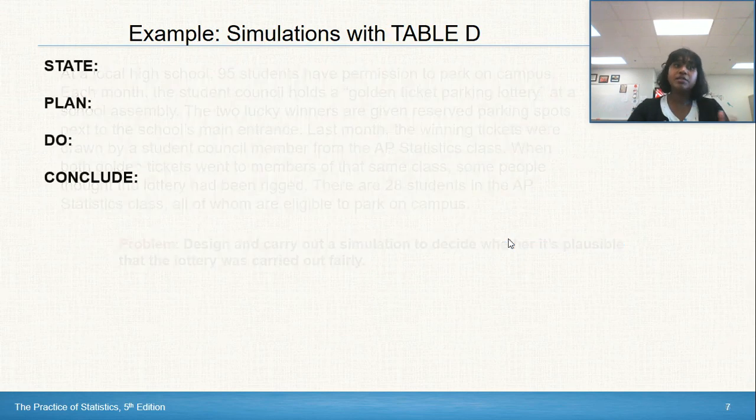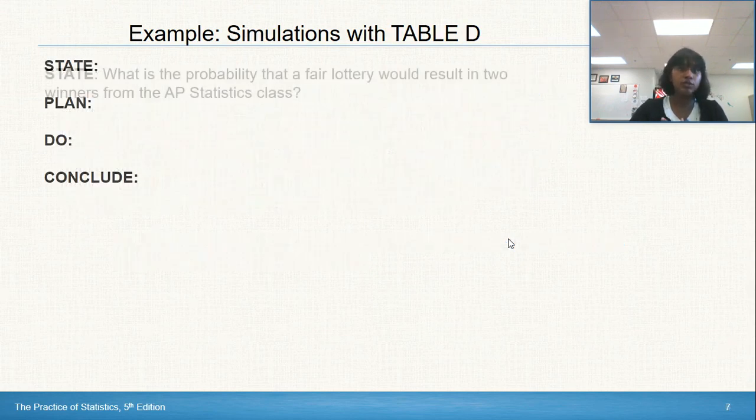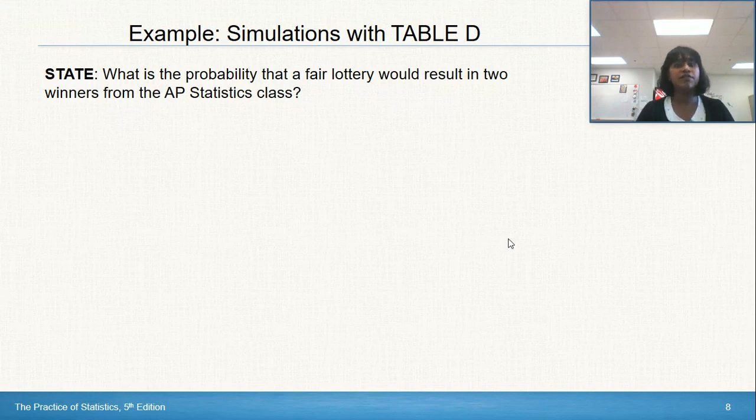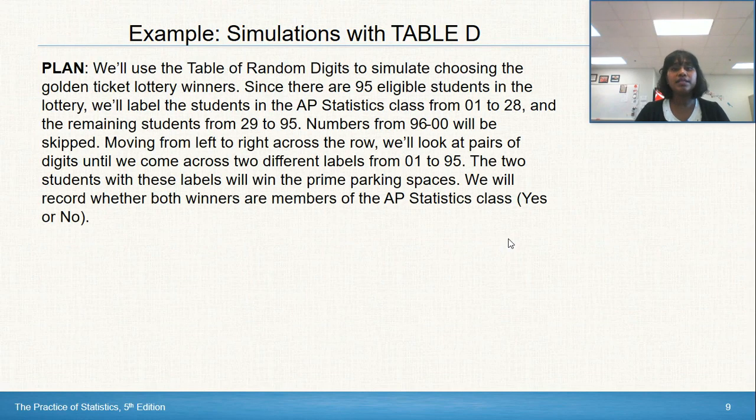So, state, plan, do, conclude. Let's do those. What is the probability that a fair lottery would result in 2 winners from the same AP Statistics class? Plan. We're going to use the table of random digits. We're also going to do another simulation using the calculator's randInt function, but we never really got to use Table D, and I know that it's going to show up on the AP exam potentially under the FRQ section, so I did want to just showcase really quickly how we use this. So I'm going to plan.